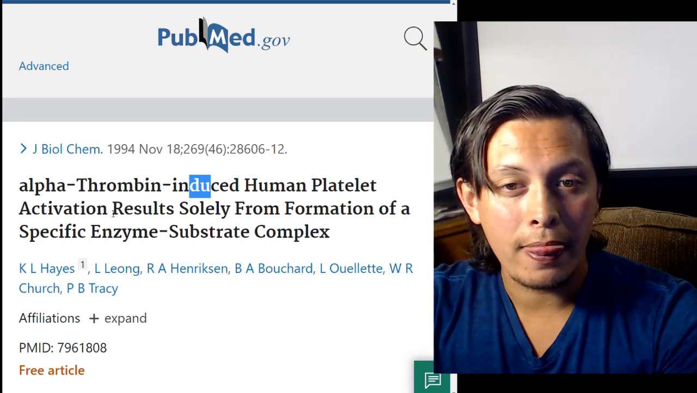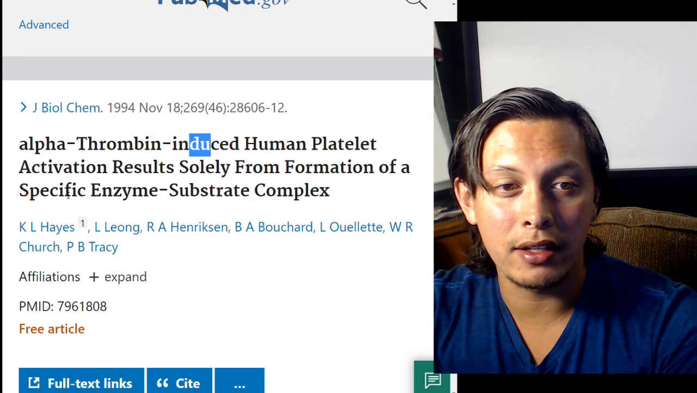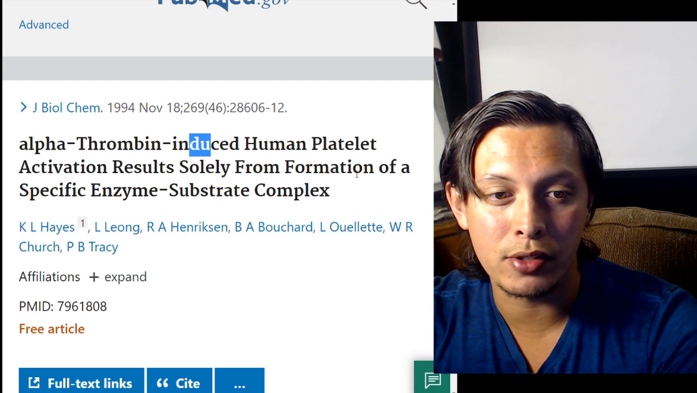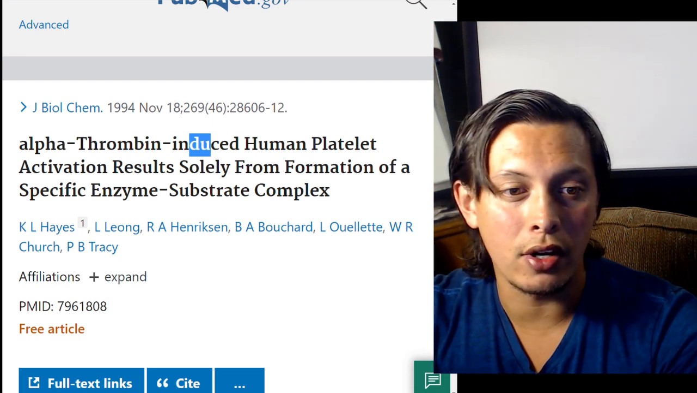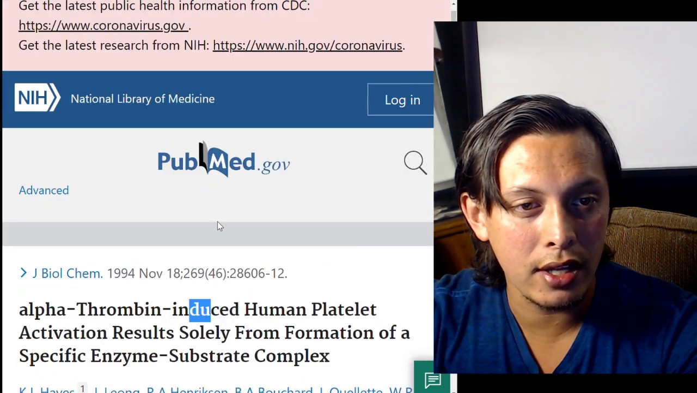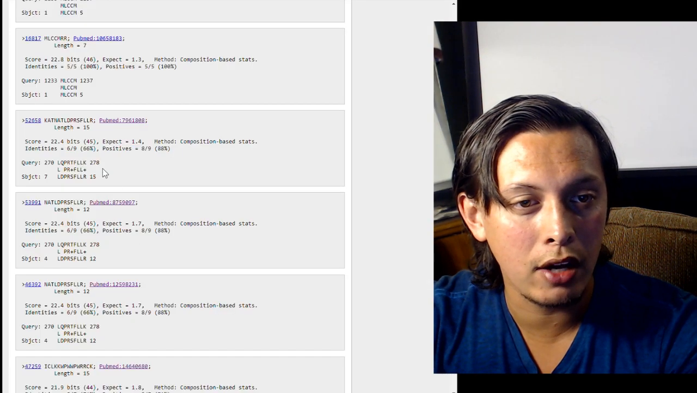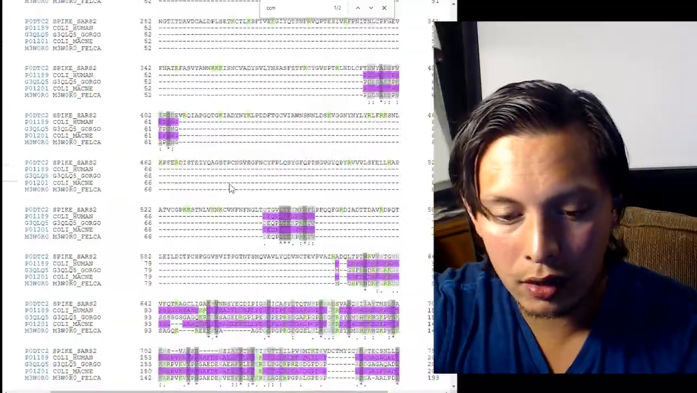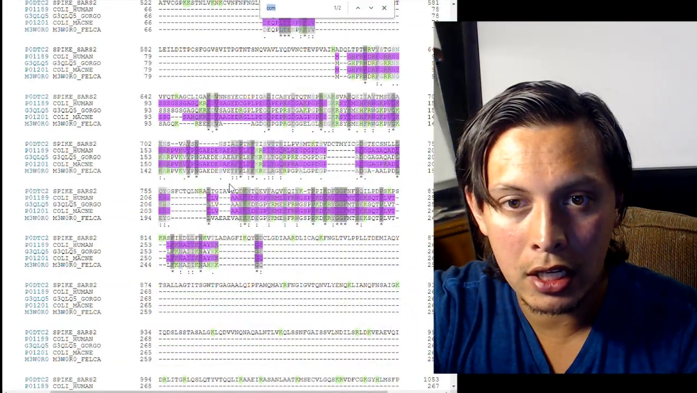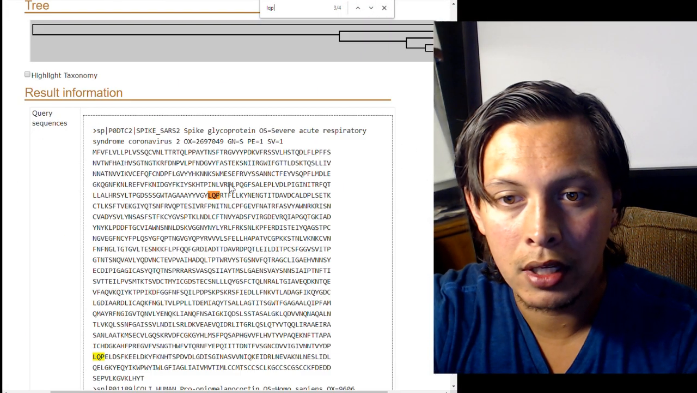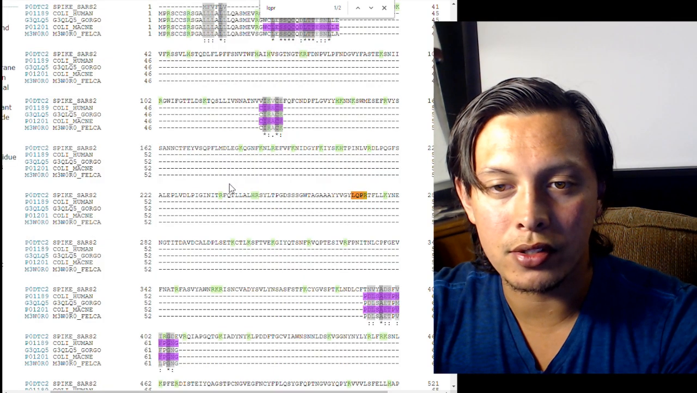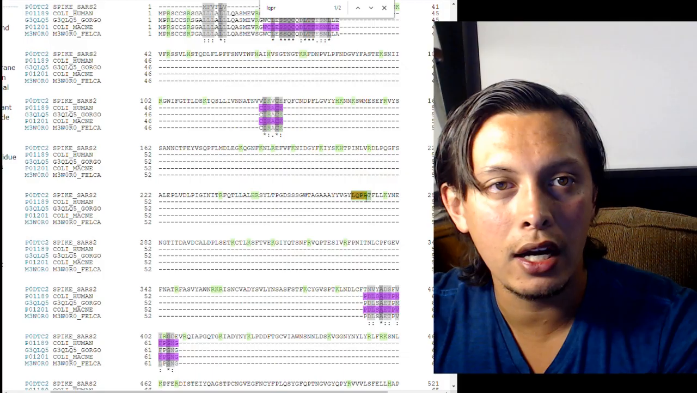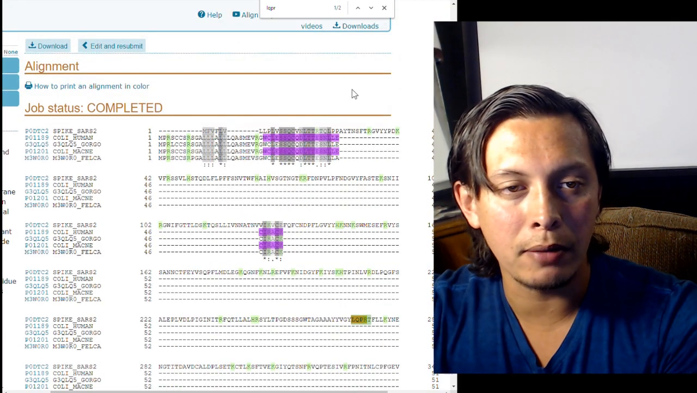So here, alpha thrombin-induced human platelet activation results solely from the formation of a specific enzyme substrate complex. So let's take this sequence. So LQPR. So LQPR. So it's in this part of the amino acid sequence. It's pretty early up. So not much to say there.